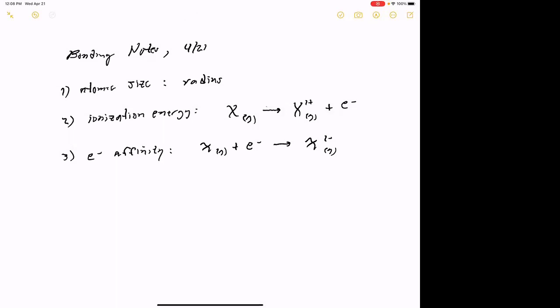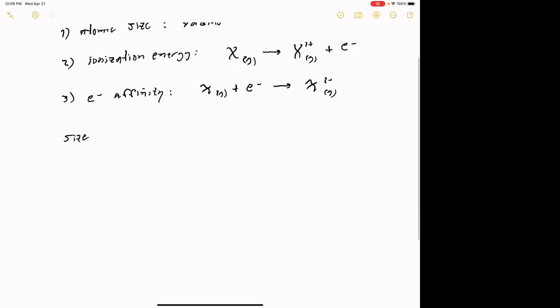And then the electron affinity is essentially the opposite of that. I'm going to take 1 mole of a given element in the gas phase, and I'm going to force a mole of electrons into it to give me the anion, or the X1 minus ion there. X just represents a generic element. All these things happen in the gaseous phase. So we want to see what the trends look like as we move around the periodic table for all three of these things. What we want to do is look at size first. That's going to be our first trend to investigate.